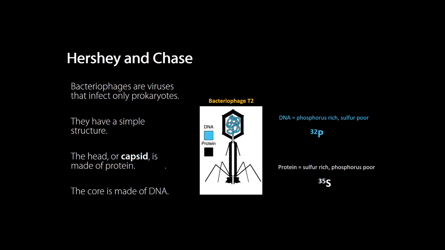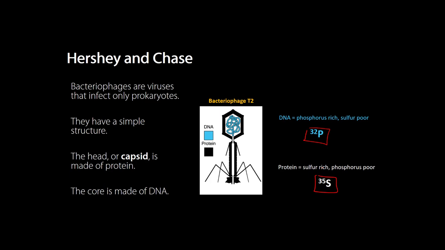So here's bacteriophage T2. And you can see in its structure, it almost looks like a moon lander, where the outer casing, which we call the capsid, is made out of protein, and the inner core is made out of DNA. All right, now here's the key. This is what was so ingenious about it. The DNA nucleotides are known to be very, very rich in phosphorus, and very, very poor in sulfur. In contrast, proteins are very, very rich in sulfur and very poor in phosphorus, right? And so we take two radioactive isotopes of these elements, P32 and S35. That's what we're going to use in our little toolkit here.